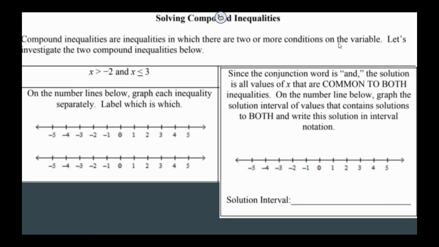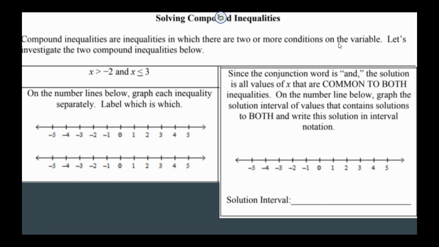So we have compound inequalities. It's probably been a minute since you've seen these. Compound inequalities are inequalities in which there are two or more conditions on a variable. There are two different kinds, and mine looks a little bit different than the one on your paper. Yours is stacked on top of each other, but when I tried to put it in the slide like that, it looked really strange and really small. So mine's a little bit different than yours.